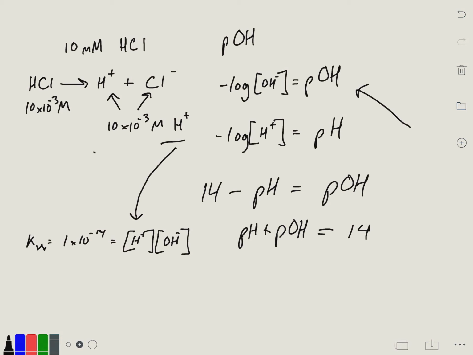In either case, you can just plug this number right here directly into this equation for pH, subtract from 14, sorry, and that's what we would get. The pH would be 12 in this case. It's definitely not impossible to determine.